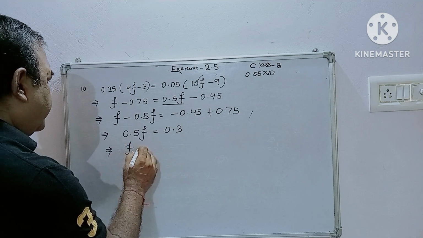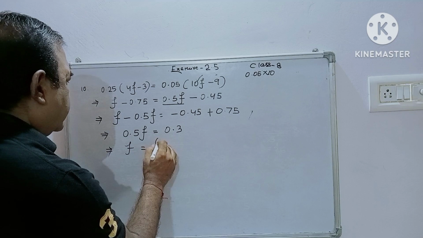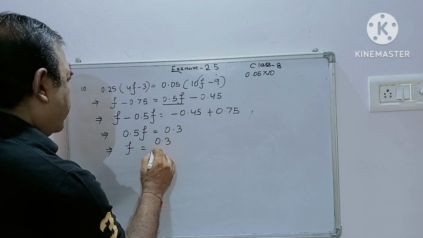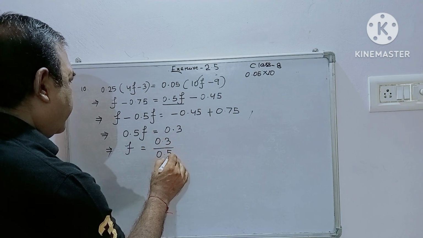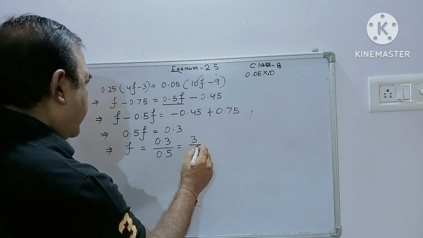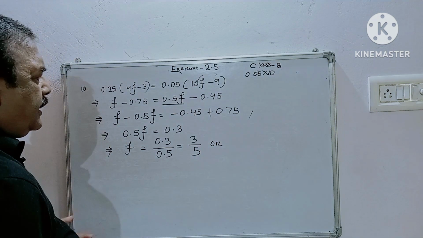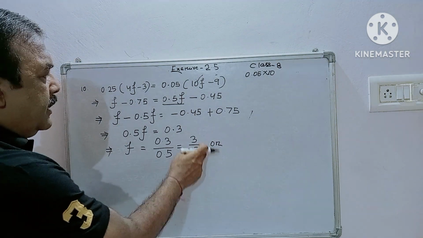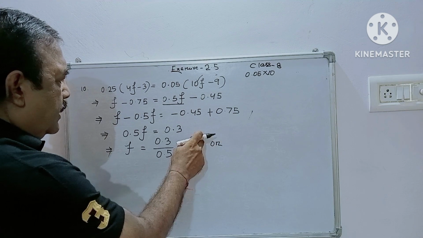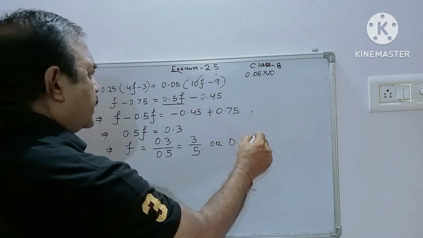So that implies f is equal to, because 0.5 is multiplied by f, that is 0.3 upon 0.5. That is equal to 3 upon 5. Or in decimal you may write, if you multiply 2 here, and here multiply 2, so 6 upon 10 or 0.6. So this is the solution.